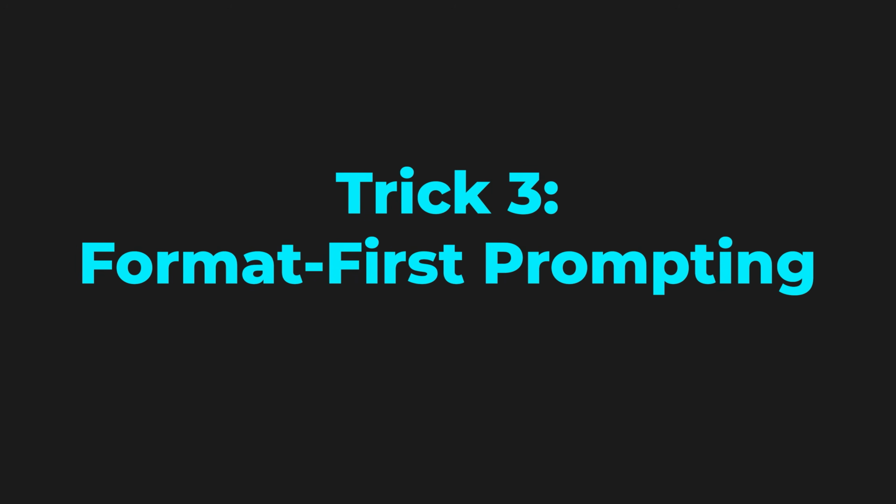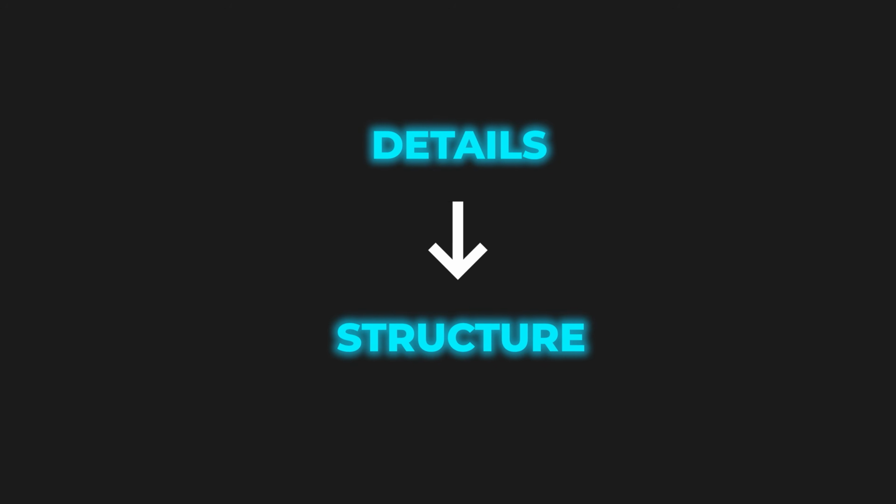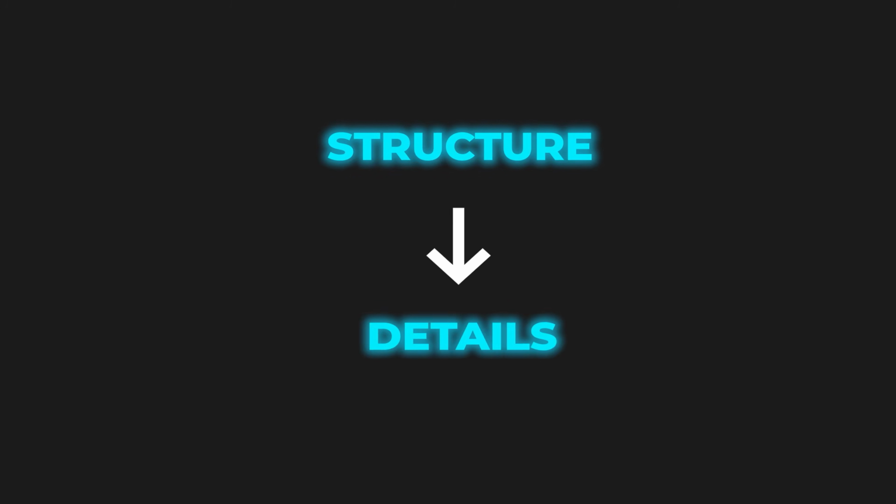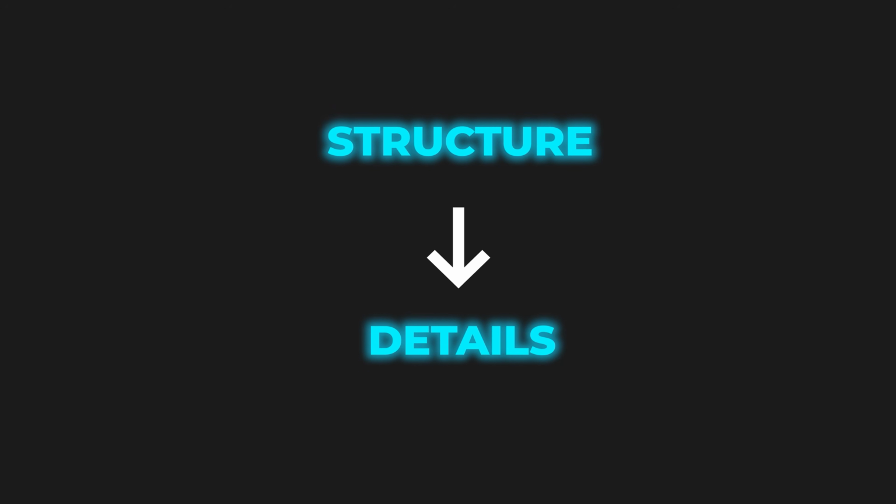All right, back to prompts. Trick 3, format first prompting. Most people describe what they want and hope the AI figures out how to structure it. That's backwards. Tell the AI the structure first, then fill in the details.